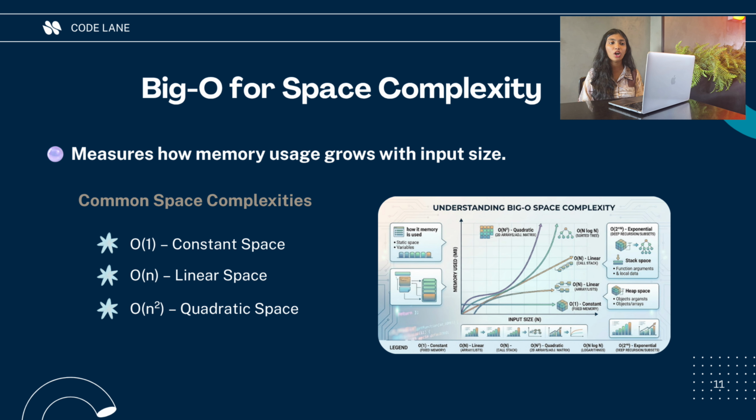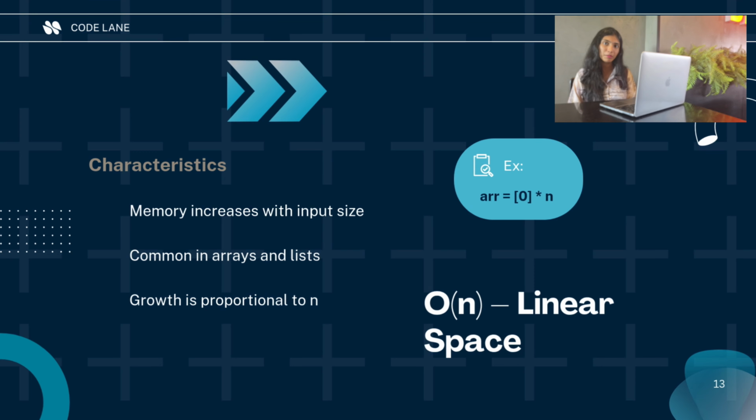Now let's see the big O notation for space complexity. Just as we use big O notation for time complexity, we also use it for space complexity. Big O notation helps us describe how memory usage grows as the input size increases. The most common space complexities are O(1), O(n), and O(n squared). These notations allow developers to compare algorithms and choose the most memory efficient solution for a particular problem.